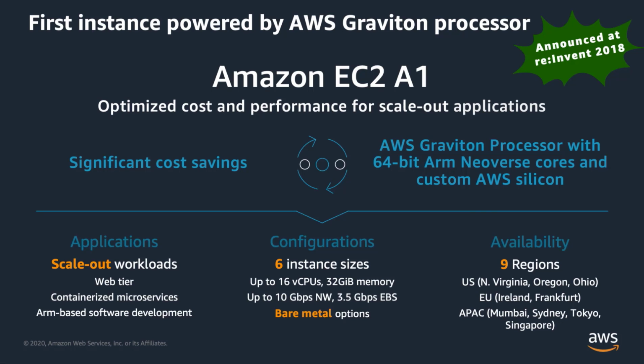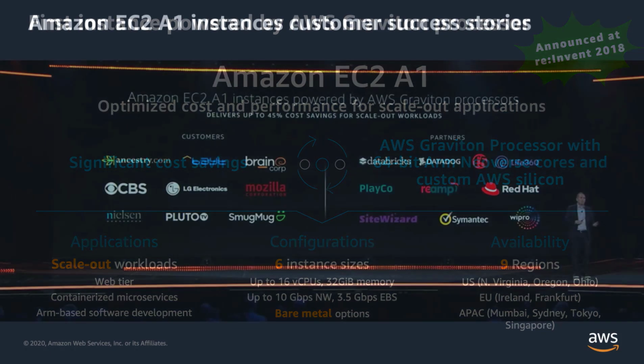Those instances were available in 6 sizes with a maximum of 16 vCPUs and 32 gig of memory, up to 10 gigabits of networking, and 3.5 gigabits of EBS storage. And it also included a bare metal option, and those were available in 9 regions. And I want you to just remember those data points there, that 16 vCPUs and 32 gig of memory, because as we look forward to Graviton2, you'll see we've made a significant leap forward in capabilities.